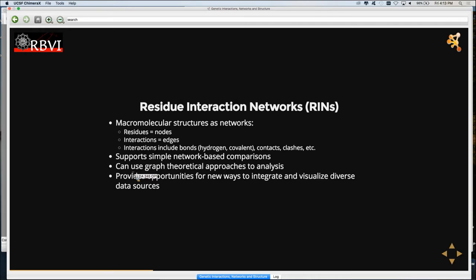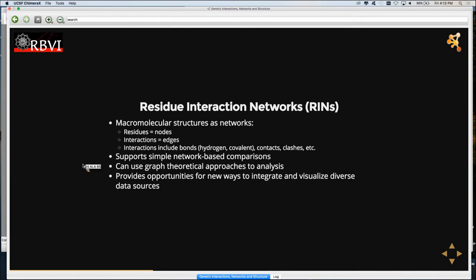Now, what is an interaction in this context? We can define what it is depending on what we want to study. So it can be bonds, either covalent or hydrogen bonds. It can be contacts. It can be clashes. We can look at any kind of interaction that we can plot on a network, right?